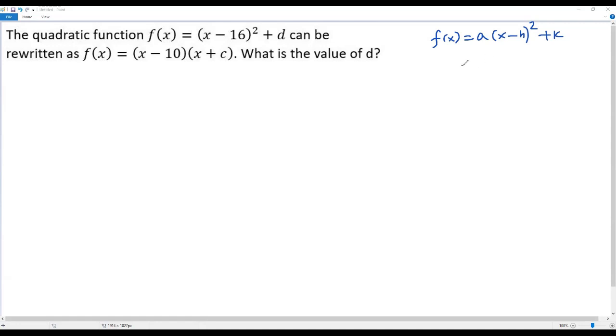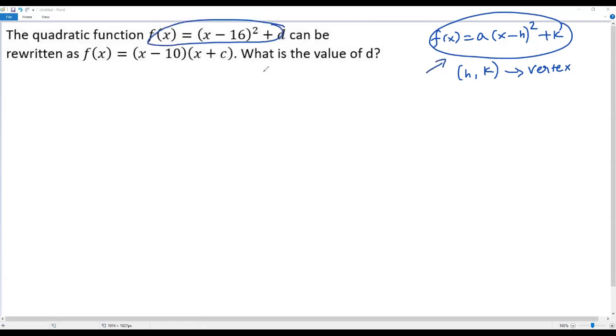In this vertex form, (h, k) represents the vertex of the quadratic function. The value h is the one being subtracted from x, and k is the constant we have over here. Now comparing the vertex form I have written with the given quadratic function, what values do I get for h and k? In the place of h we have 16, and in the place of k we have d.